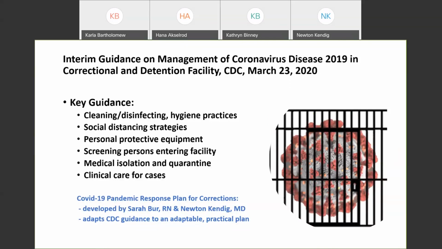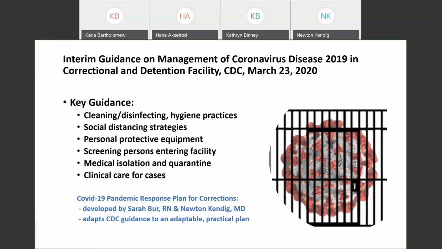The key guidance is listed here. I won't go through this in detail. I was able to work with this guidance with a colleague of mine, Sarah Burr, formerly the Chief of Infection Control from the Federal Bureau of Prisons, to develop a response plan that was very adaptable, taking the CDC guidance and putting it into a work plan. And that will be available on our website here at GW, or you can email me and I can send it to you.